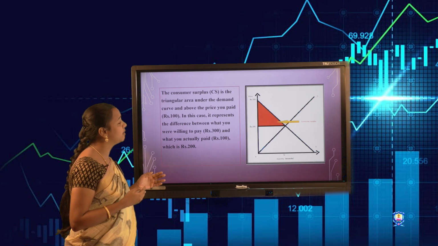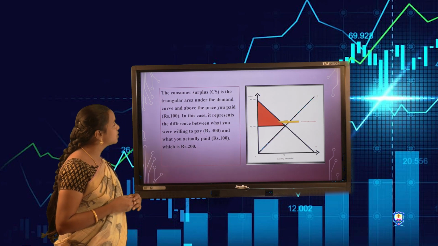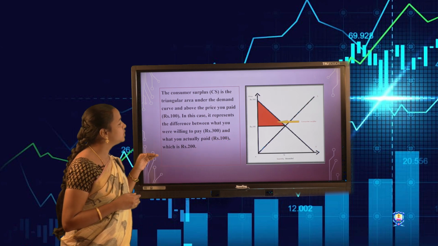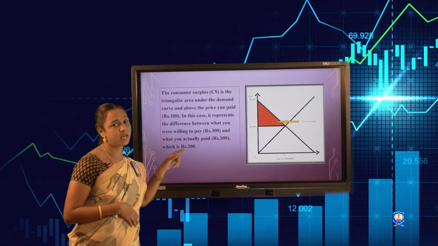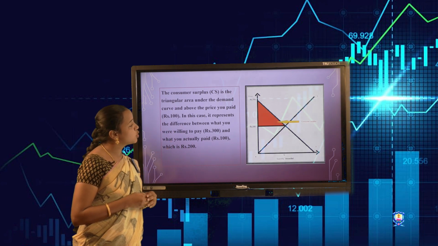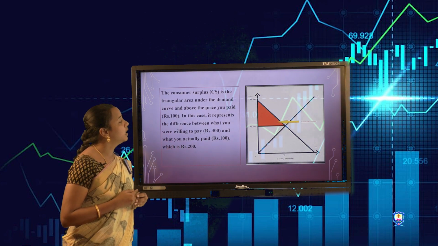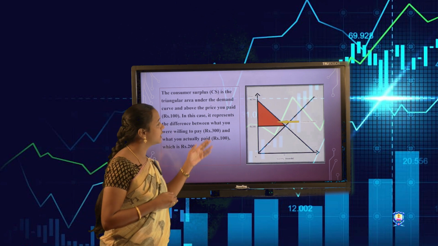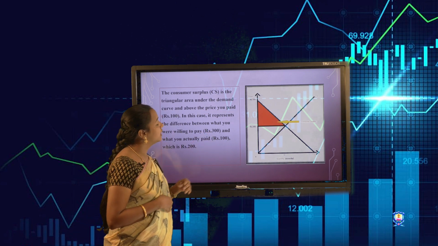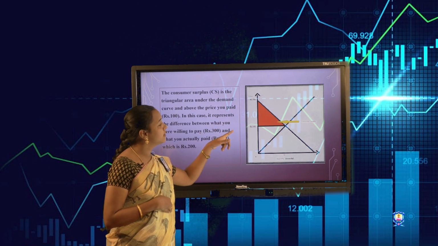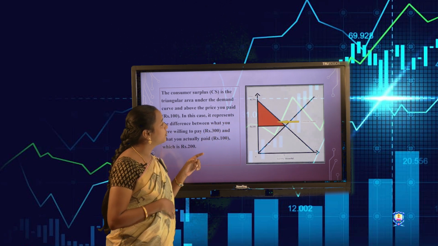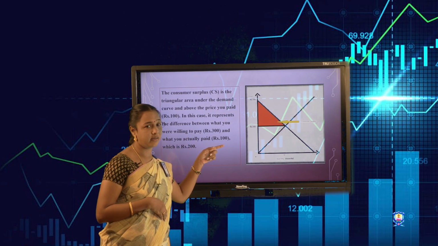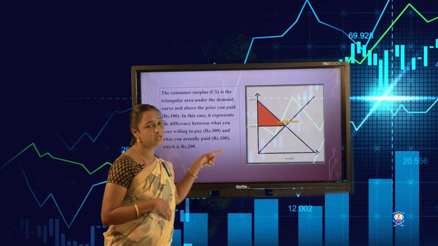Let us see the example with the help of a diagram. The consumer surplus is a triangular area under the demand curve and above the price which you actually paid, that is rupees 100 in our example. So here the downward sloping demand curve indicates the law of diminishing marginal utility. In the x-axis, quantity demanded is measured. In the y-axis, price is measured. Here, consumer surplus is the red color triangle portion where you are willing to pay 300, but you actually paid rupees 100. The remaining 200 rupees is your consumer surplus.